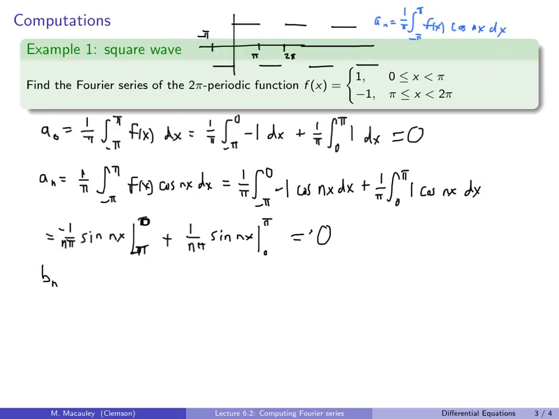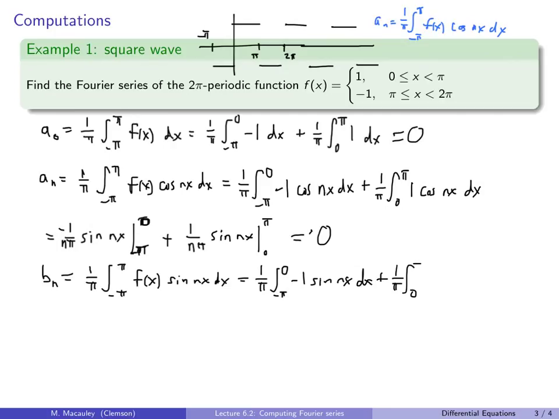Okay, now b_n. b_n is 1 over π times the integral from negative π to π of f(x) times sine of nx dx. So again, we have to break this into two parts because we have this discontinuity. So the first part is 1 over π from negative π to 0 of negative 1 times sine of nx dx. Again, the negative 1 comes because our function is negative 1 on this interval. Plus 1 over π, 0 to π, positive 1 times sine of nx dx.